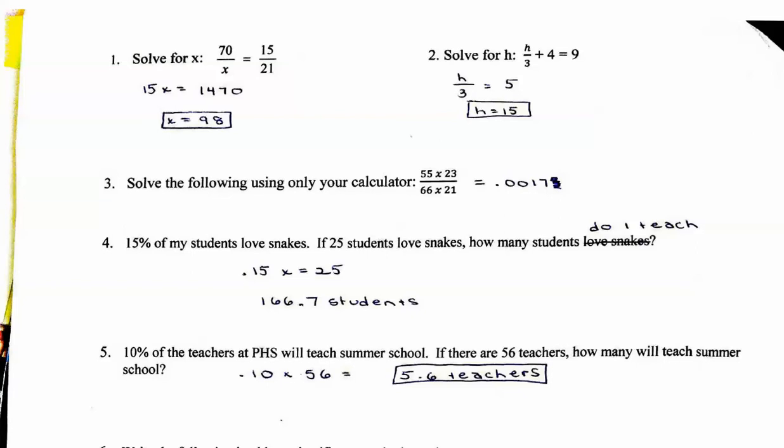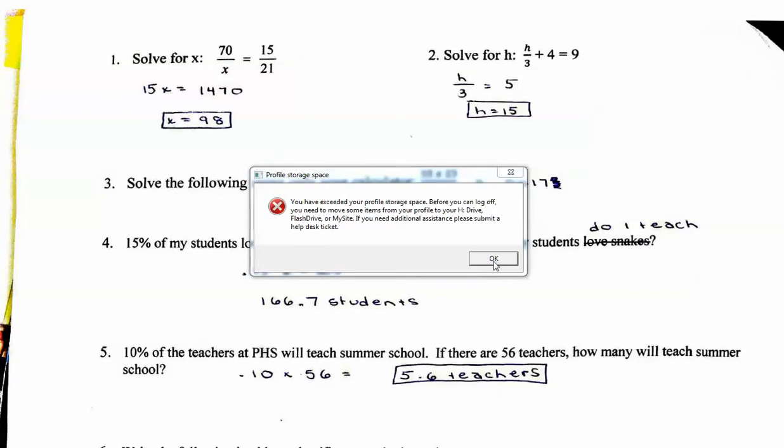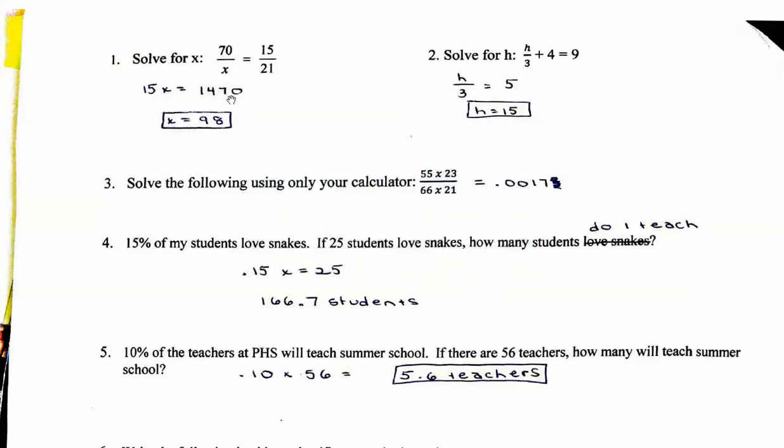Okay, so for number 1, what you need to do is cross multiplication. So you're going to be taking 15, multiplying it by x, and 70 multiplying it by 21. And what you get is 15x equals 1470. Okay, then to solve for x, you need to divide both sides by 15 and you get 98.